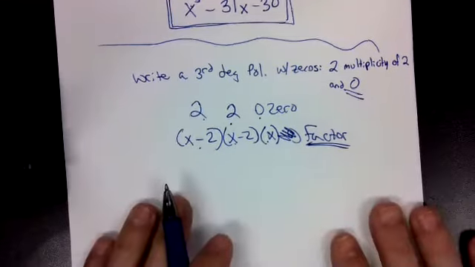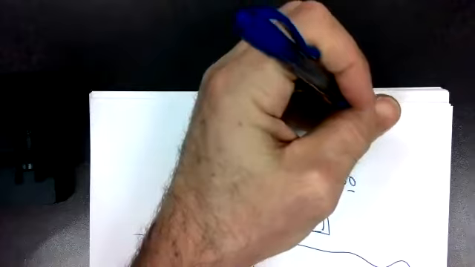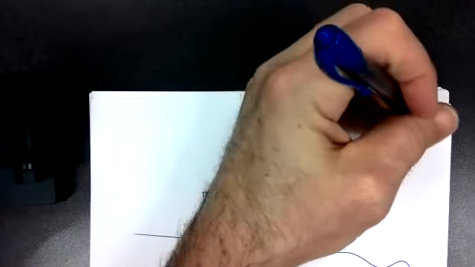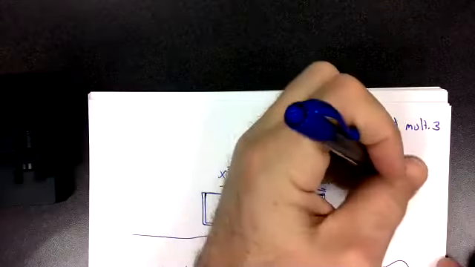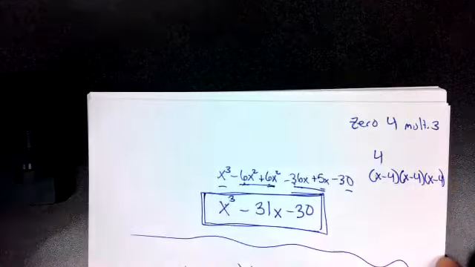So just for instance, I'm going to jump somewhere else. If it would have been a 0 of 4 with a multiplicity of 3, okay, if 4 was my 0, that means x minus 4 would be my factor, and a multiplicity of 3 means it's going to happen 3 times. So again, the 0 becomes the factor. The multiplicity is how many times that factor shows up.